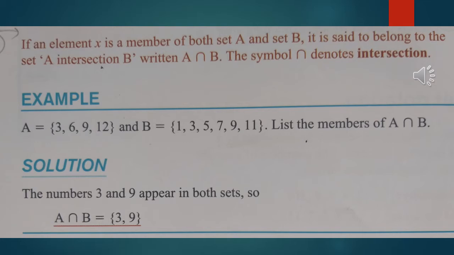6, no. 9 is common to both A and B, so you take out 9. 12 is not in set B, therefore all the other elements are not common to both A and B. Therefore the solution, you can write it as A ∩ B, which is also a set, with the elements 3 and 9.